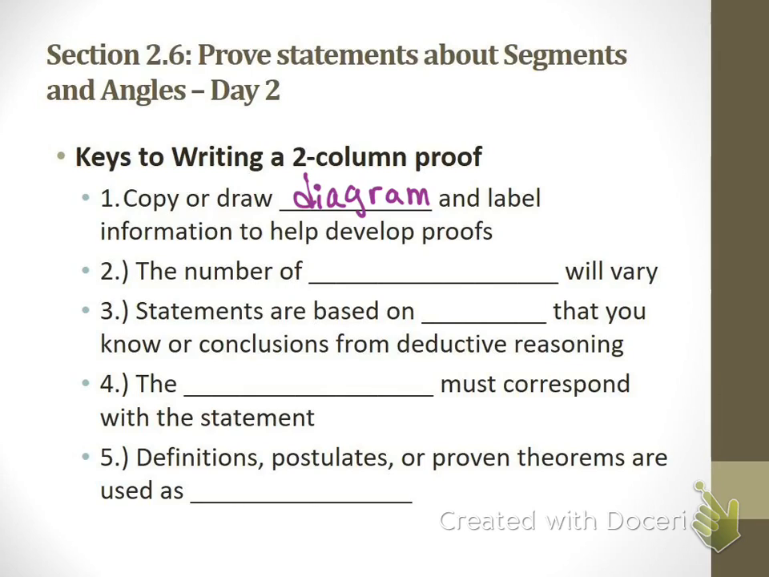Okay, if the diagram is in the book, I would copy it down on your homework paper. On a quiz or a test in here, obviously the diagram will already be there for you, but we should still mark it with any information that we need. The number of steps will vary by problem. It will not always be the same number of steps. It could also vary with how you approach it. So 2 people could do the same proof, both of them get it right, and it be done in a different number of steps.